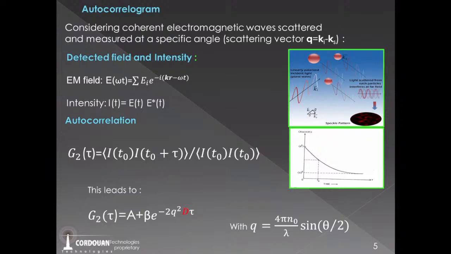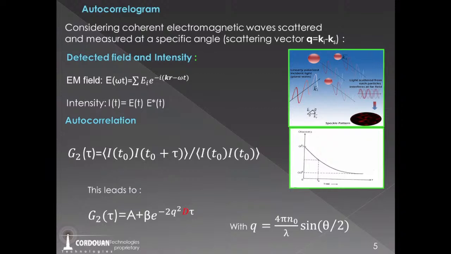Okay? If the particles are small, if the viscosity is low, if the temperature is high, then your particles are moving very fast. You are going to decorrelate very quickly. If you have a high viscosity, low temperature, big particles, you are going to decorrelate very slowly. Okay? So after that, this is just to have an image. Okay, I think it's important.